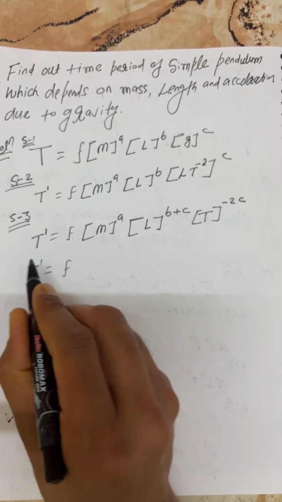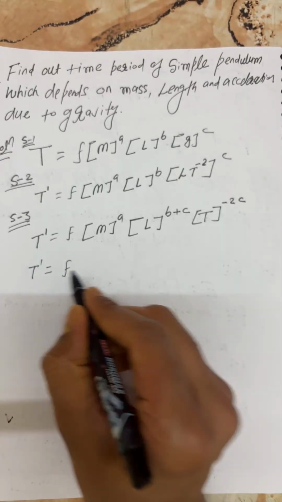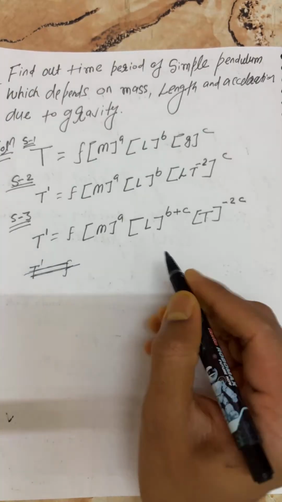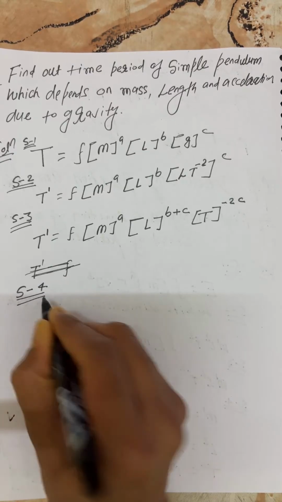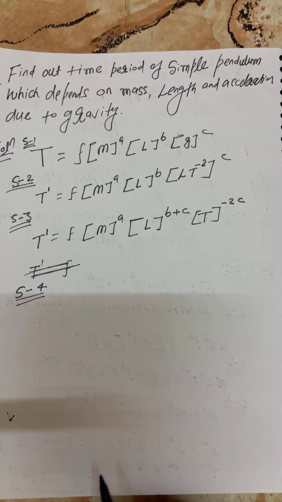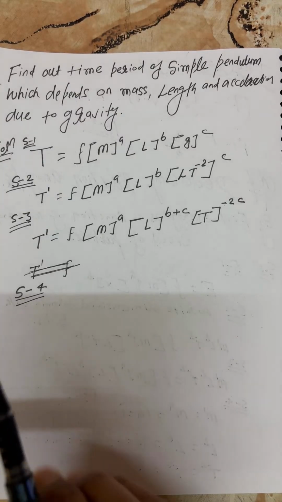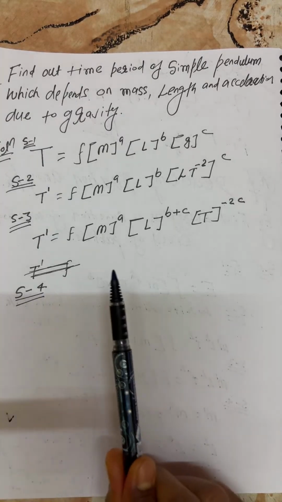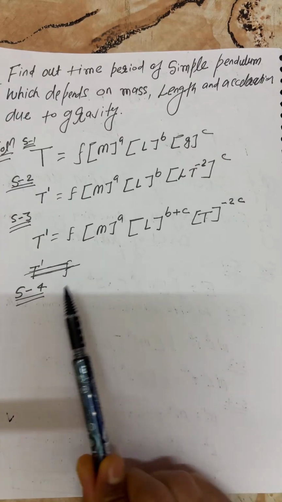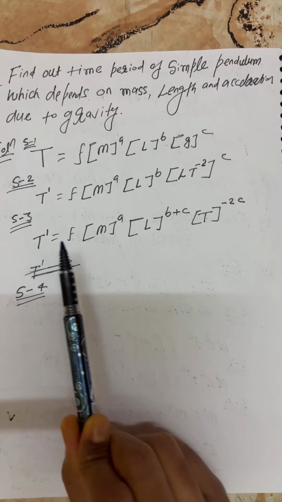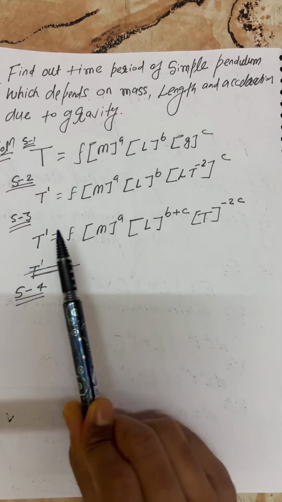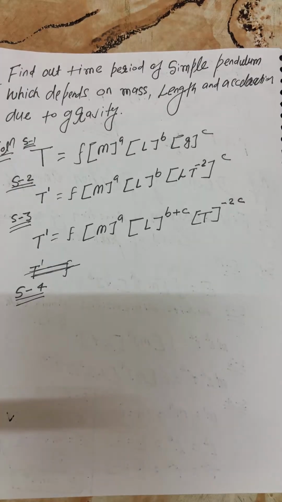Now step 3 is finished. No need to write this one here, let it be. Now step 4: equate identical physical quantity powers on both sides. Students, listen carefully. In LHS we have time, in RHS also we have time. So you can equate these two first.